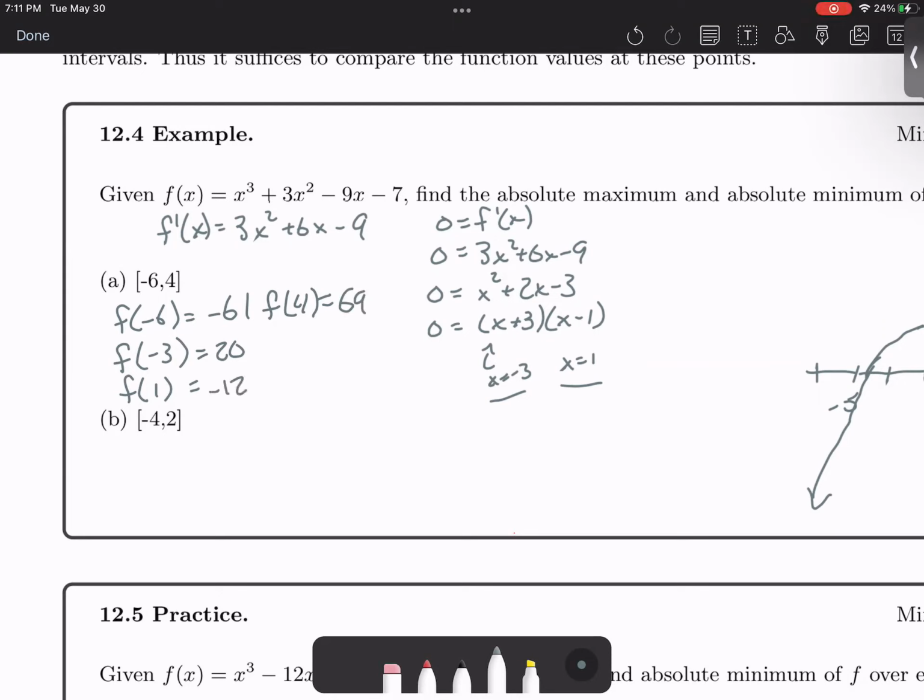Okay, so if these are the only possible places my extrema can occur, then my maximum has to be 69 at the value of 4. My minimum of the function is minus 61. It occurs when x is equal to minus 6.